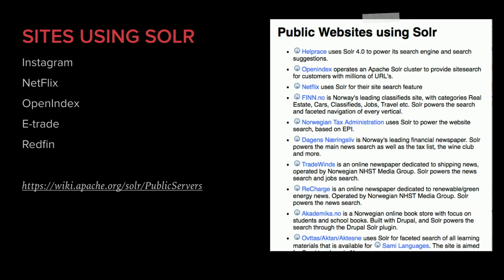If you go up to wiki.apache.org, you can see this list of servers that are using Solr that goes on and on and on. This is only the first page. It goes on for pages and pages of stuff. But some popular names you're used to hearing: Instagram, Netflix, OpenIndex, E-Trade, Redfin. So not just site content, but kind of everything.